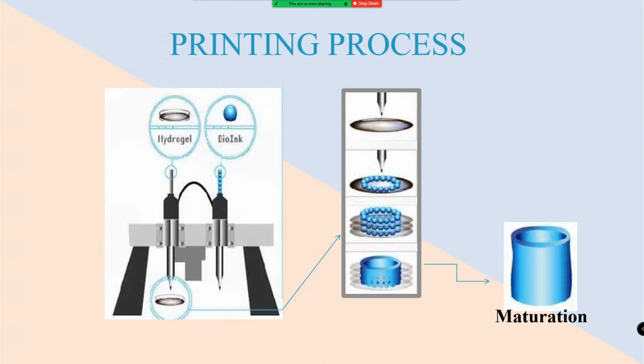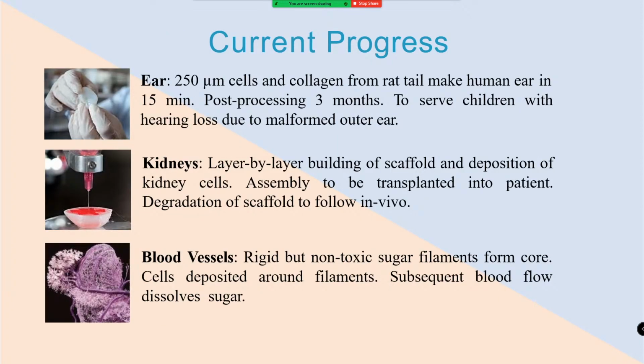This printing process is also similar, but here we use 2 nozzles. One nozzle is for hydrogel and another nozzle is for bioink. But the process, as I said, is the same. It prints one layer, and then another layer, and then another layer, and after all, we can get the full structure of our desired product. So, the current progress of bioprinting.